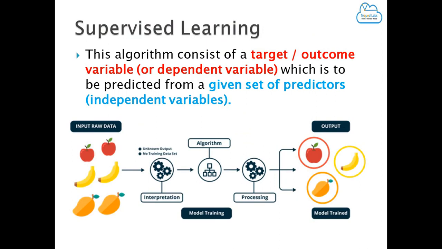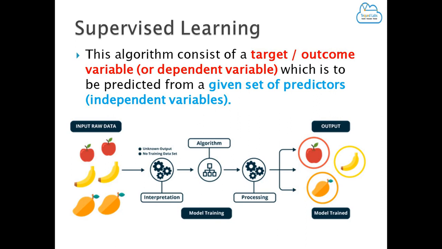First we'll understand the term supervised learning. What is a supervised learning algorithm? A supervised learning algorithm consists of a target variable or an outcome variable which is to be predicted from a given set of independent variables. Very simple to understand: you have a target variable that needs to be predicted from the given set of independent variables.